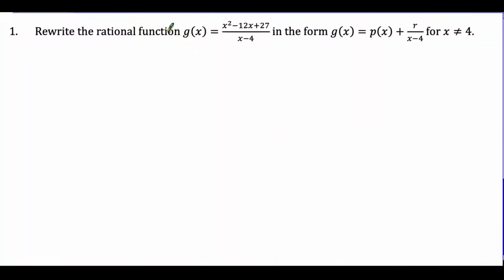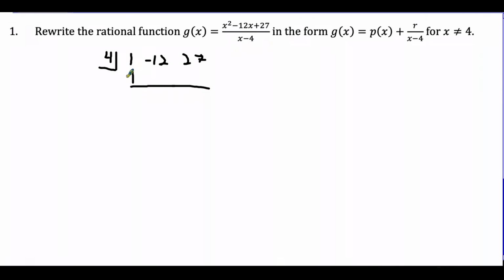All right, on this first one, in order to rewrite this rational function in this form, I need to actually do the division. So I need to synthetically divide. That means, up in my box, I'm going to put the value that makes whatever I'm dividing by equal to 0. That would be positive 4. And then I'm going to list out my coefficients. So 1, negative 12, and 27.